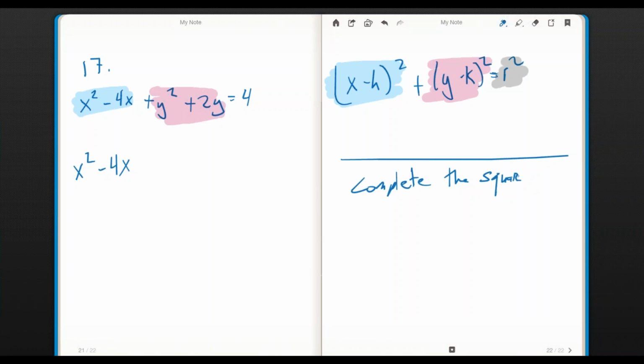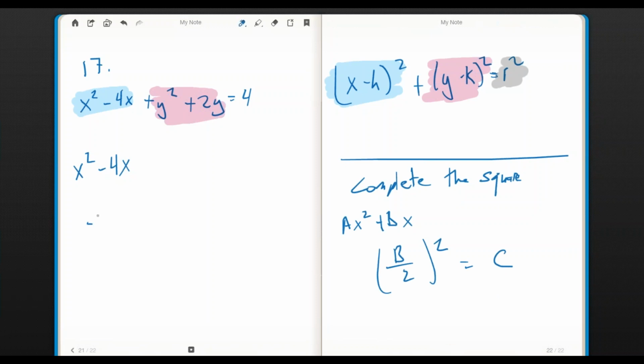It's one of the ways you could solve a quadratic equation, but the idea is you take the b value, given ax squared plus bx. There's not going to be a plus c, but take the b value, divide it by 2, and square it, and that's going to be the c value that you're going to want to have. So in this case, I have a negative 4. I'm going to divide it by 2 and square it. That's going to be a negative 2 squared, which is 4.